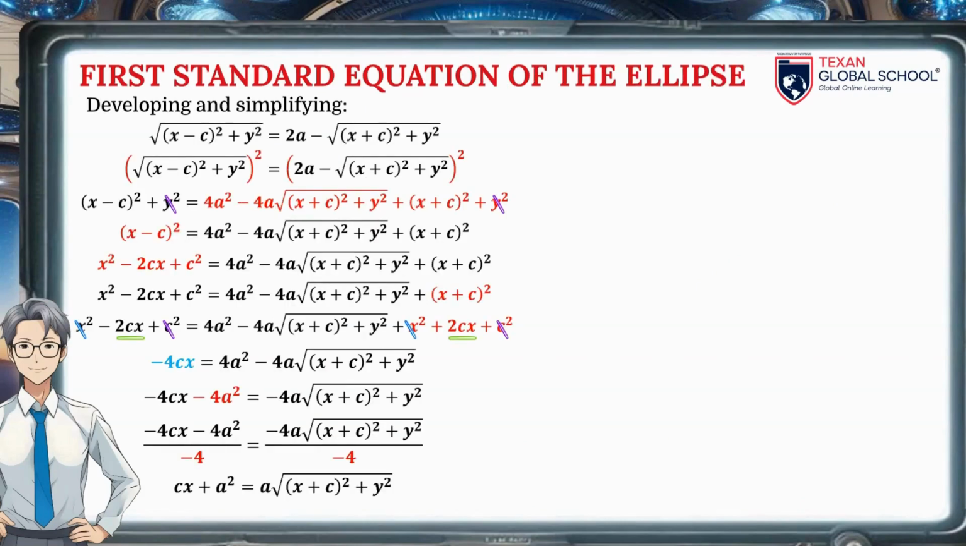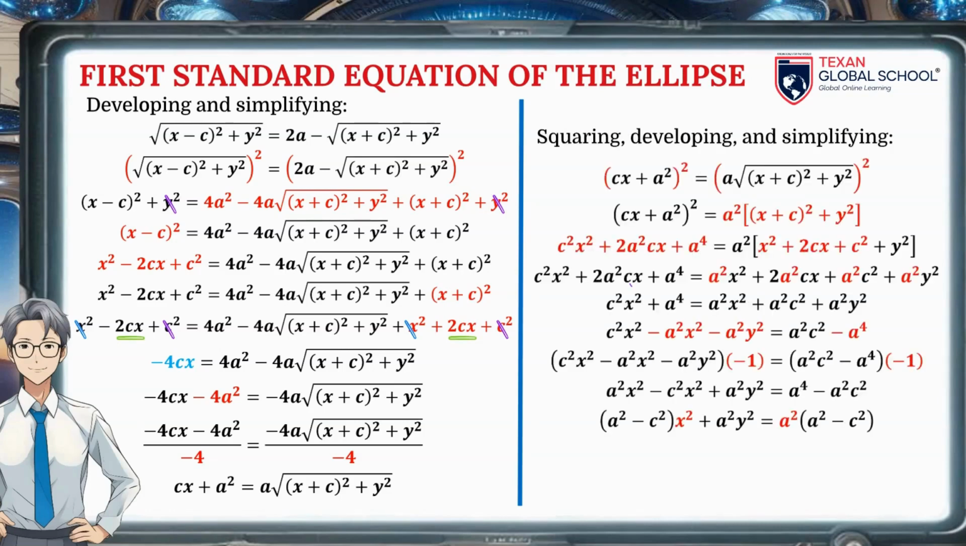Squaring, developing, and simplifying results in the equation (a squared minus c squared) times x squared plus a squared times y squared equal to a squared times (a squared minus c squared). Since a is a positive constant greater than c, then a squared minus c squared will also be a positive number, which we will define as b squared. Then we obtain the relationship b squared equal to a squared minus c squared.